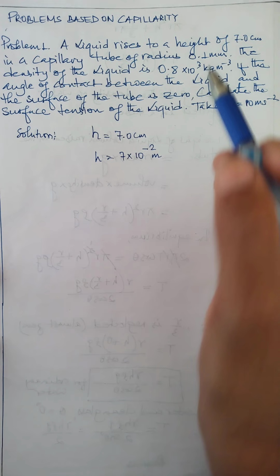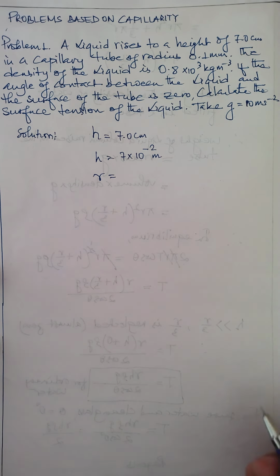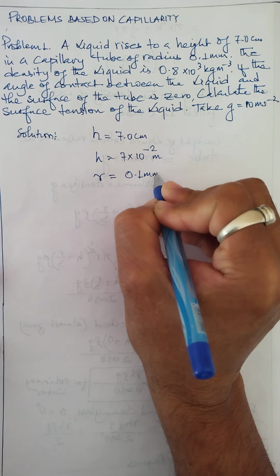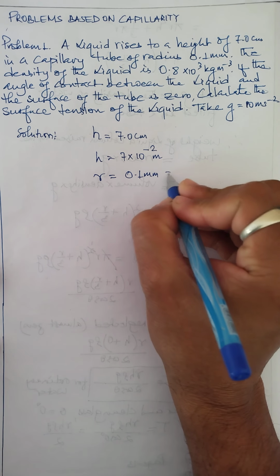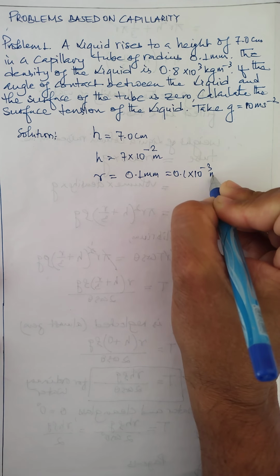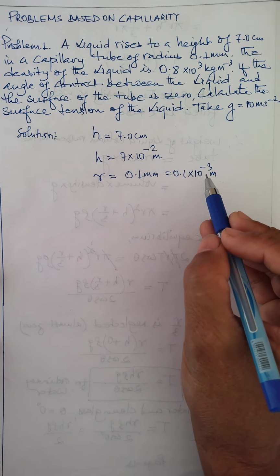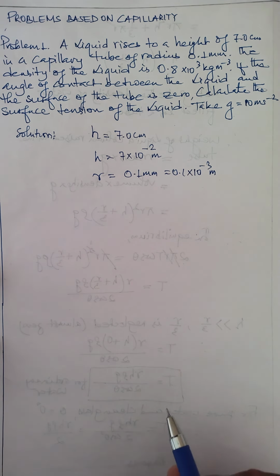Now that tube has a radius. The radius of the tube is marked by the small letter r. The radius of the tube is 0.1 millimeter, but I change this millimeter again into the SI unit, that is meter, so we multiply by 10 to the minus 3. Children, converting millimeter to meter means you have to multiply by 10 to the minus 3. So 0.1 into 10 to the minus 3 meter.